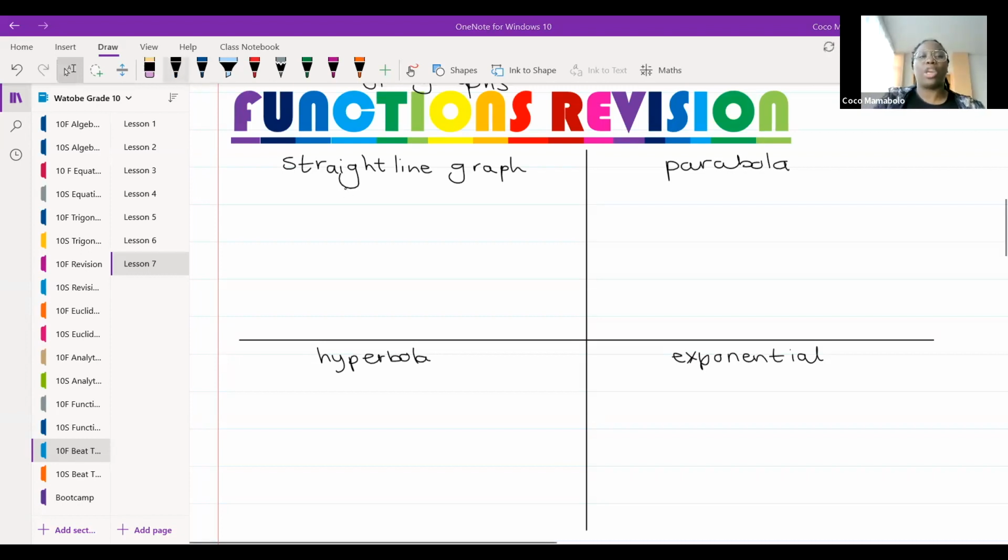All right, so we know that straight line graphs can usually be written as y is equal to mx plus c. And what do we know the c to be, guys? What do we know that c is?